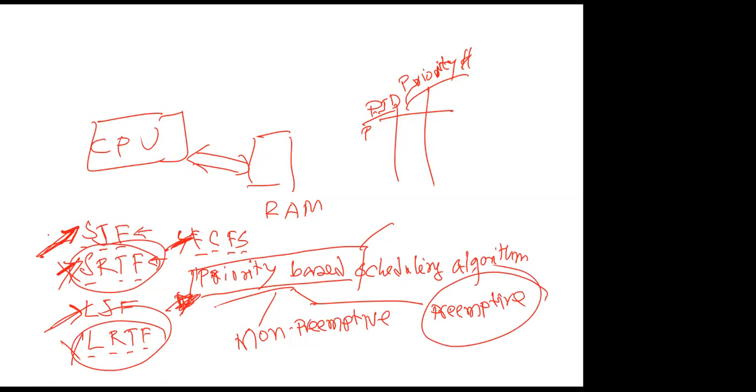One thing you also need to know: preemptive means that once you schedule a process, your CPU can forcefully stop the process when a higher priority process is inside the RAM. And non-preemptive means once you schedule a process to the CPU, your CPU cannot forcefully stop this process until it completes its execution. These two terms are very important. You need to note them. Preemptive and non-preemptive. And in our last class, we completed up to priority-based scheduling algorithms.